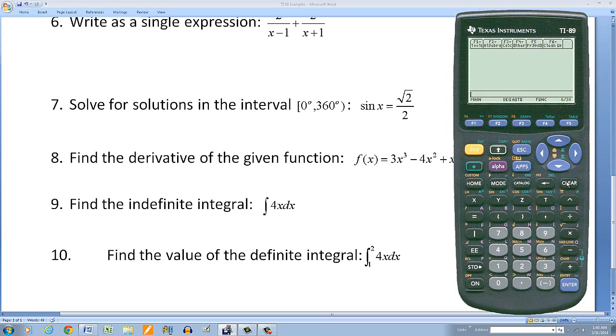And the calculator is still pretty expensive. The 83 and the 84 are powerful, but they can't give you symbolic answers like this one can. So this will give you an idea of what it can do. And like I said, you don't want to go out and get it if your instructor's not going to let you use it.